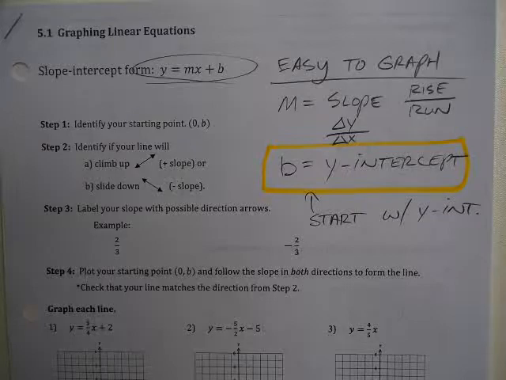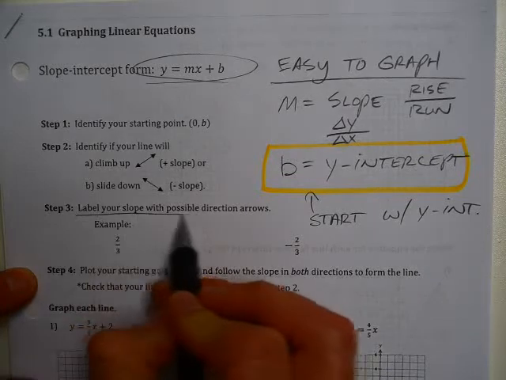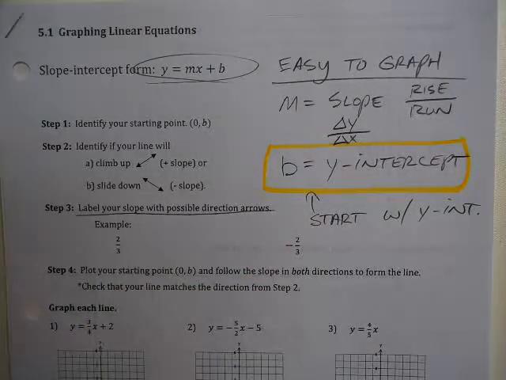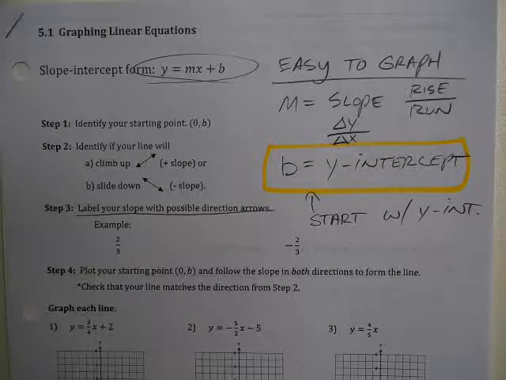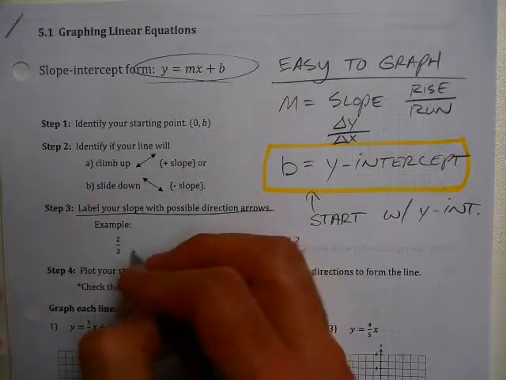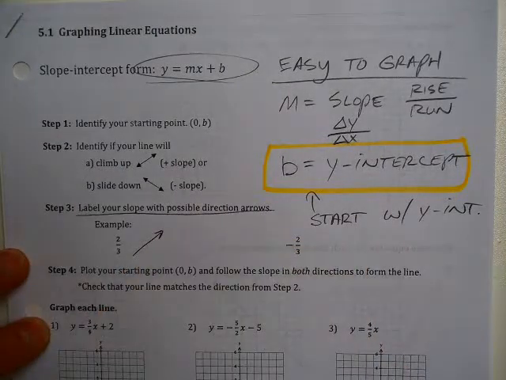I didn't write this. I know what this teacher who wrote this was thinking, this label your slope with possible direction arrows. A while ago I had you take notes about slope. And if it's a positive slope, it's going up to the right. If it's a negative slope, it's going down to the right. So 2/3, there's no negative in this slope, so it's going up to the right.